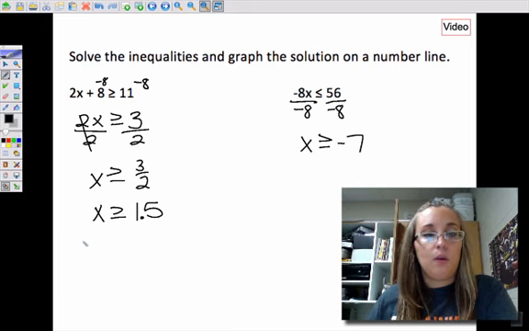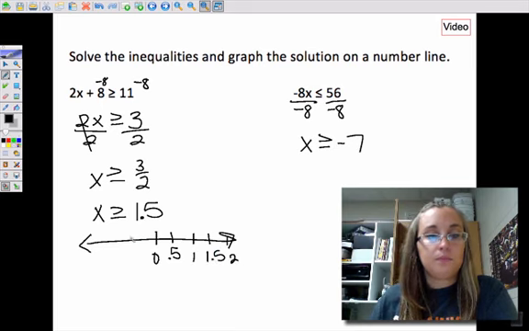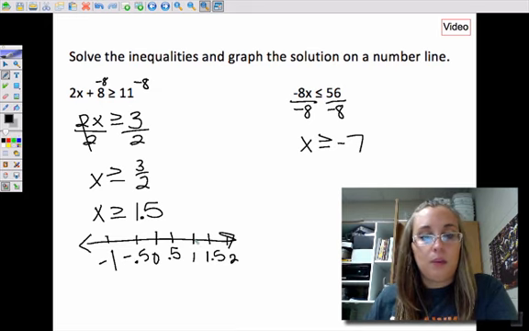Okay? So going back to some of these other ones, maybe let's talk about this one. X is greater than or equal to 1.5. So in this case, I would maybe want to start at 0, and maybe I'd want to count by halves. So 0.5, 1, 1.5, 2, -0.5, -1. Okay? And x is greater than or equal to 1.5, so I'm going to go ahead and shade in the 1.5. Since it could be equal to 1.5, I want to show that 1.5 is one of the solutions. The rest of the solutions are greater than 1.5, so this time I'm going to shade to the right. Okay?